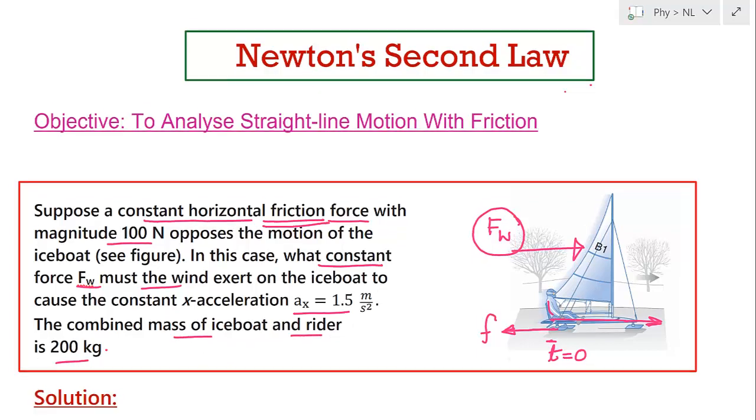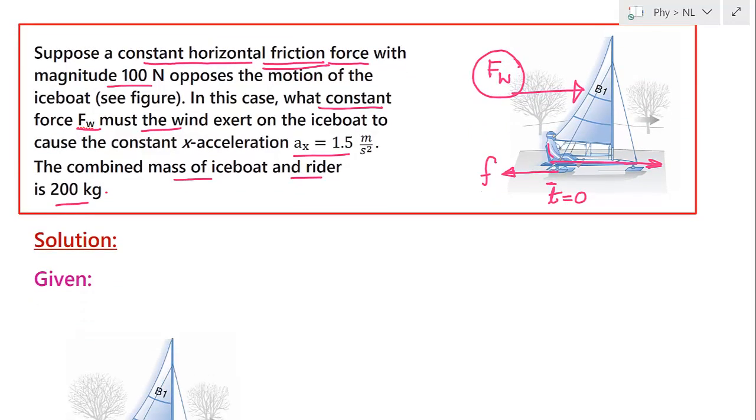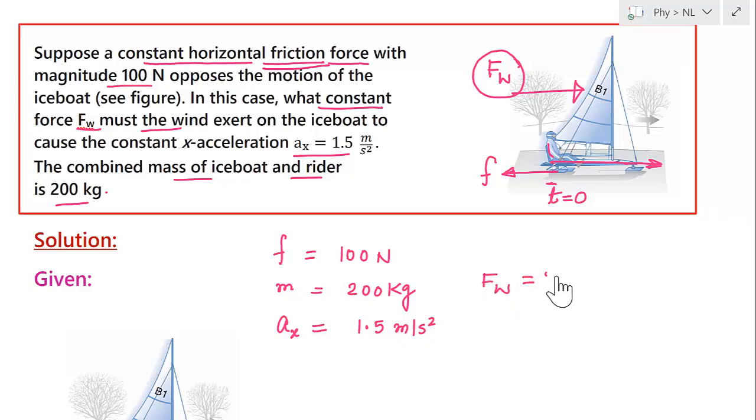So how will you solve this problem? Let us first write what are the things that are given. We have been given the friction force magnitude, that is 100 Newton. The mass of iceboat plus rider, that is 200 kg. And we have been given the acceleration in the x direction, that is 1.5 meter per second square. And we have to find Fw, that is the force due to wind.